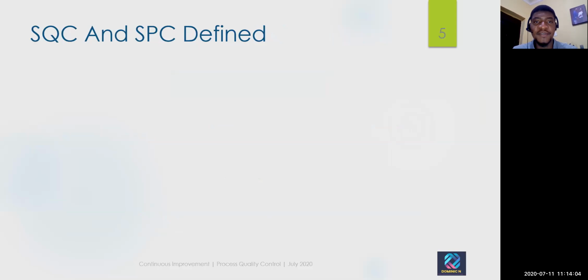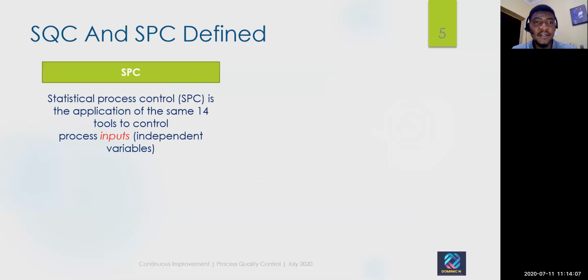So SQC, SPC. SPC is statistical process control. It's the application of the same, there are 14 quality tools actually. ASQ defined appropriately and added 7 more, but we'll be focusing on the first 7, which we all know. So SPC controls the inputs. It's looking at tools that control process inputs, independent variables. It's looking at error prevention, it's looking at monitoring the process in real time. So this is the difference.